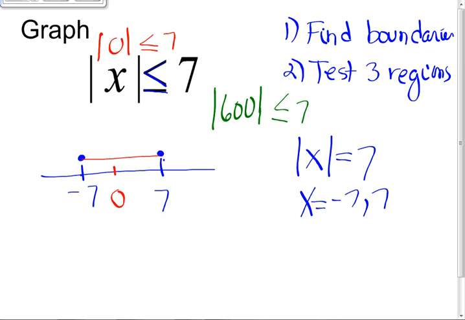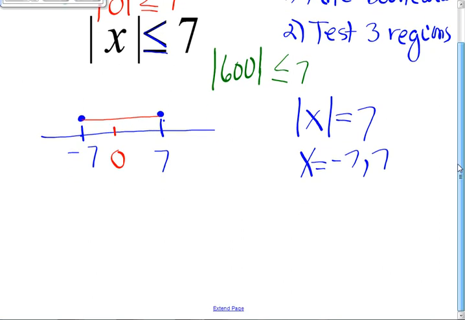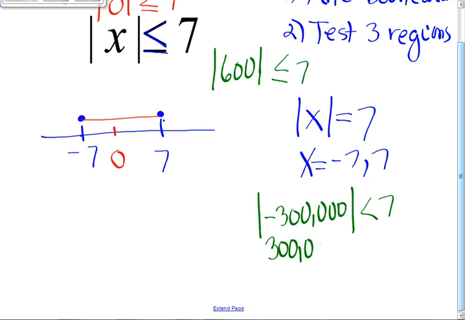What negative number would you like to try? Negative 300,000. The absolute value of that. Is that less than 7? What is the absolute value of a negative number? It's a positive number. I see. Is that less than 7? No.